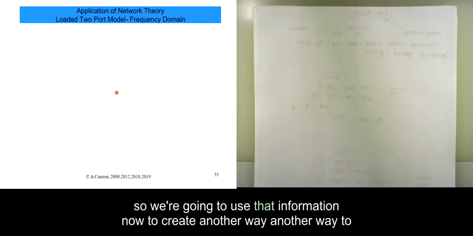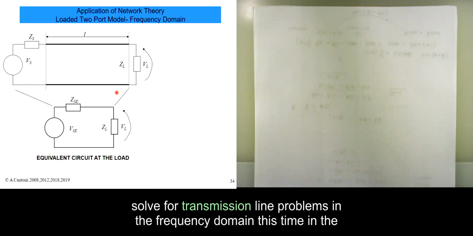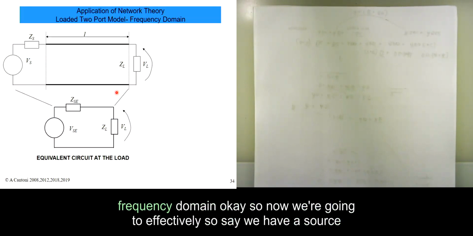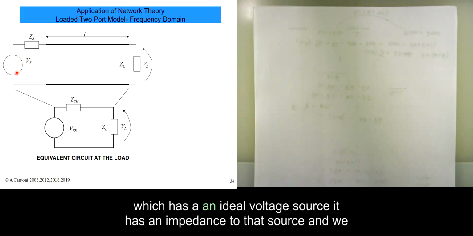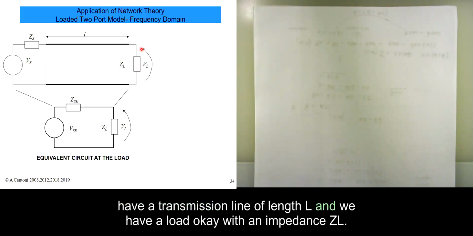So we're going to use that information now to create another way to solve for transmission line problems in the frequency domain. So say we have a source which has an ideal voltage source. It has an impedance to that source, and we have a transmission line of length L, and we have a load with an impedance ZL.